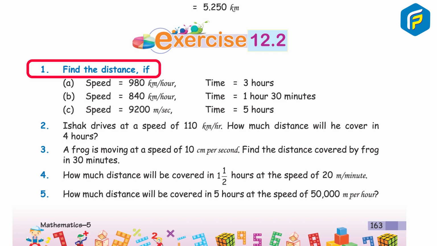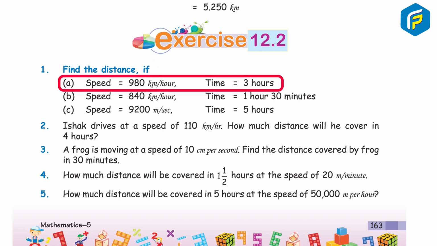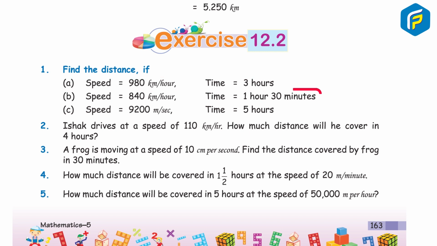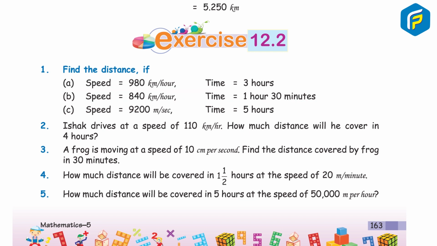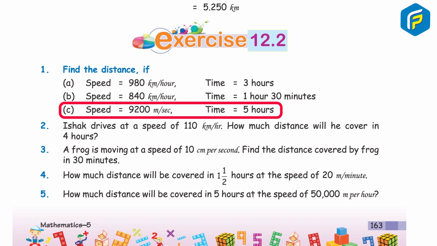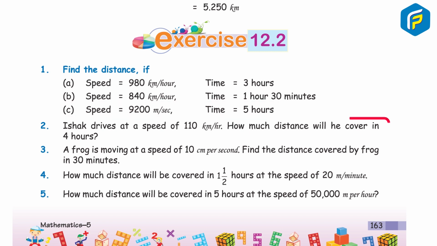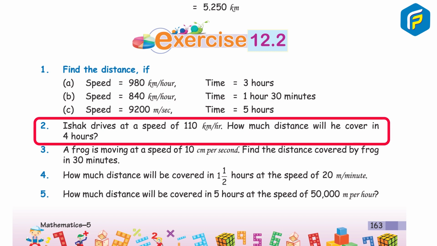Find the distance if A. Speed 980 km per hour, time 3 hours. Answer 2940 km. B. Speed 840 km per hour, time 1 hour 30 minutes. Answer 1260 km. C. Speed 9200 meter per second, time 5 hours. Answer 1,65,600 kilometers.